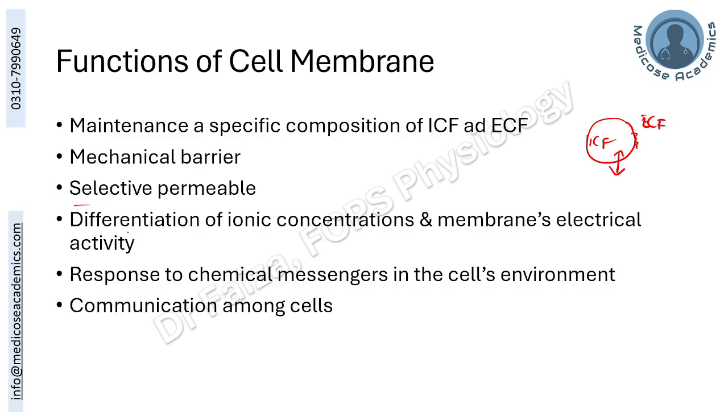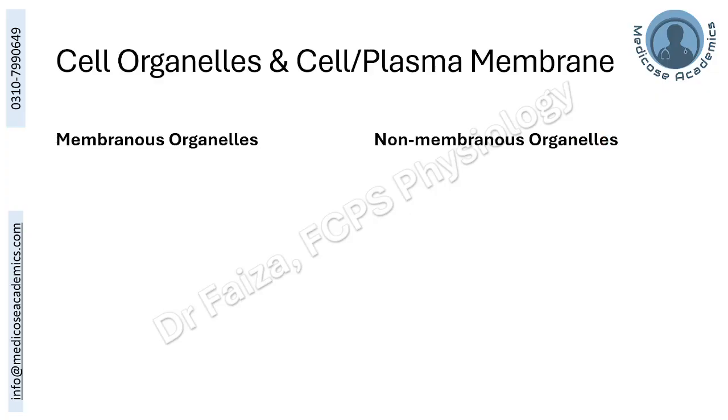It helps in making differentiation of ionic concentration and electrical activity across the cell. It also has receptor proteins on the cell membrane, which help in responding to the chemical messengers from the environment. Also, it has receptor proteins that can help in communication between the cells. These are just a few functions of the cell membrane, and of course, it also has other functions which are integral to the survival of humans.